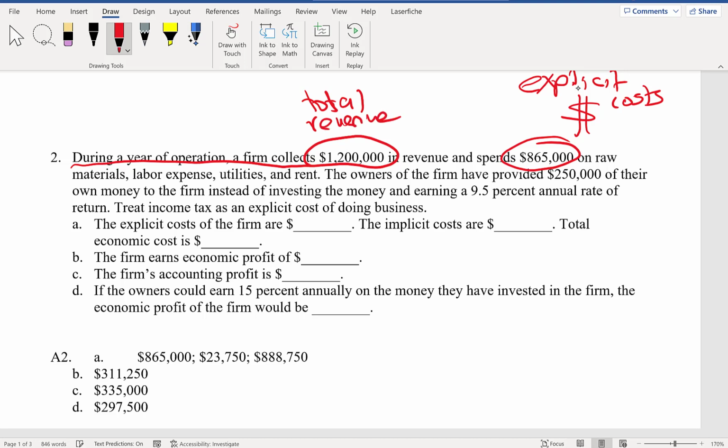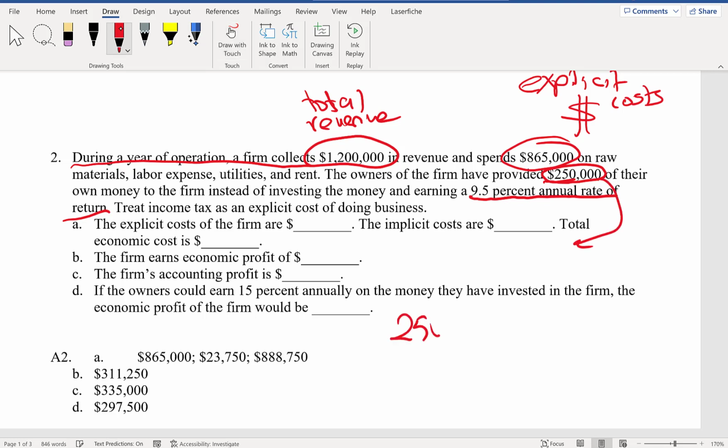Okay, and owners of the firm have provided $250,000 of their own money to the firm instead of investing the money, earning a 9.5% annual rate of return. Treat the income tax as an explicit cost of doing business. So now we are looking at this cost.